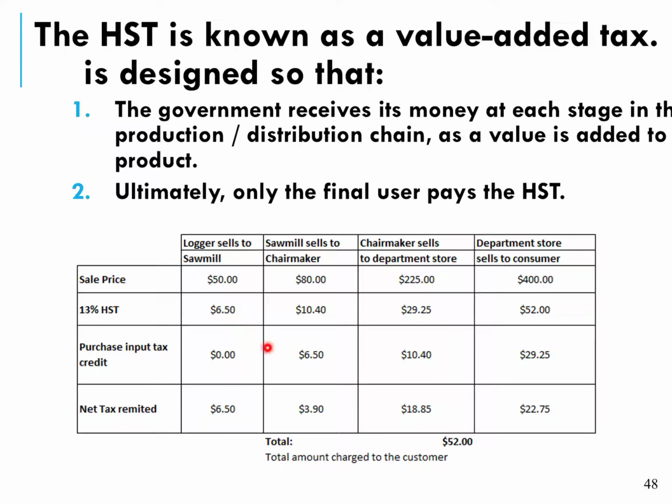So you can see what happens. They get a credit for the amount of tax that they actually paid. If you look at the bottom and you add up all the net amounts, it will equal this amount right here. So the 52 and the 52. So ultimately, the customer is paying it.